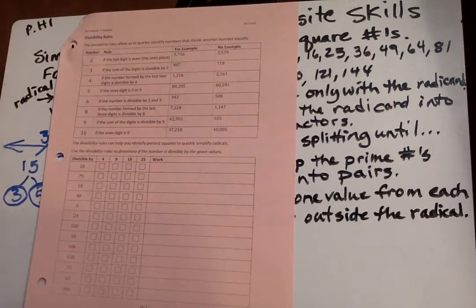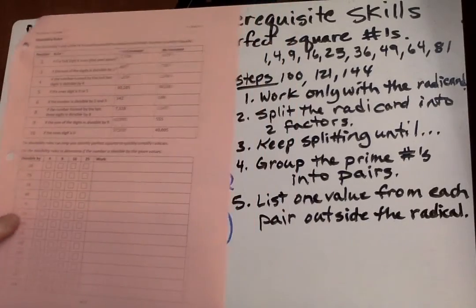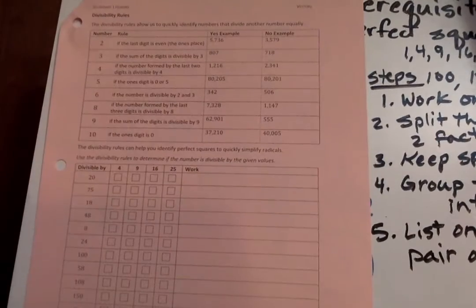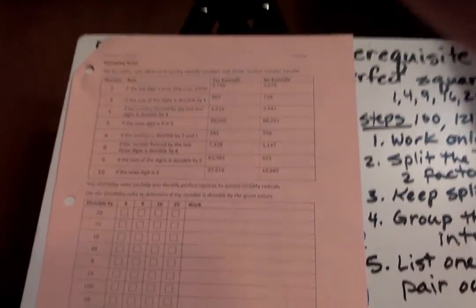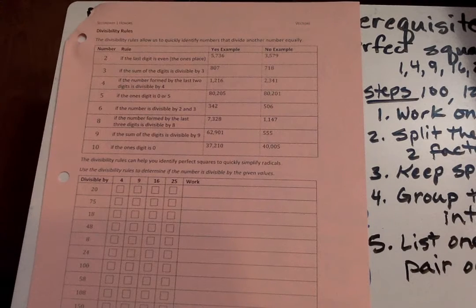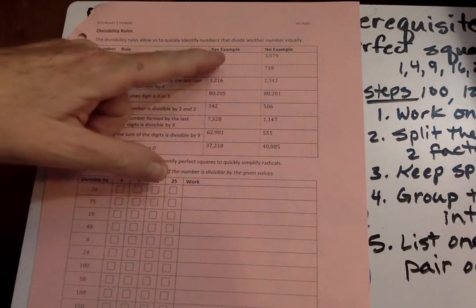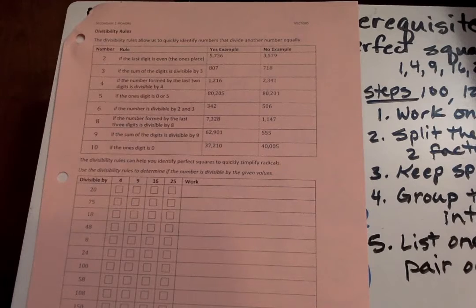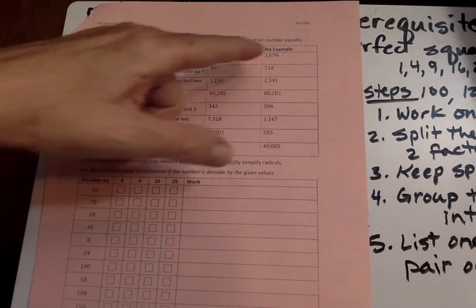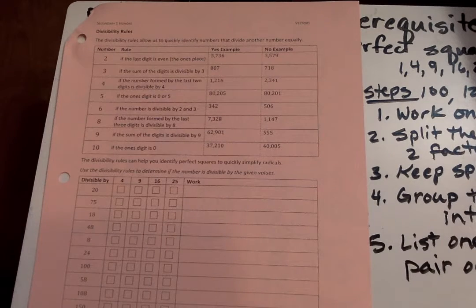Next thing we're going to do, I'm going to go a little bit closer here. Hopefully you can still see that okay. Divisibility rules. If something's going to go into 2, it just has to be even in the ones place. So 6 is even, so that's divisible by 2. The non-example ends in 9. 2 doesn't go into 9 evenly, so 2 does not go into that number.